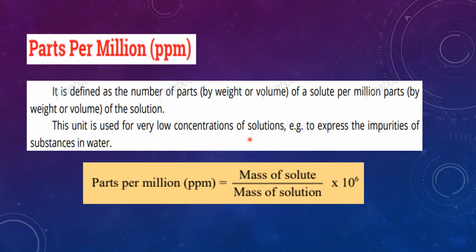So parts per million is equal to the mass of solute divided by the mass of solution, multiplied by 10 raised to the power 6.